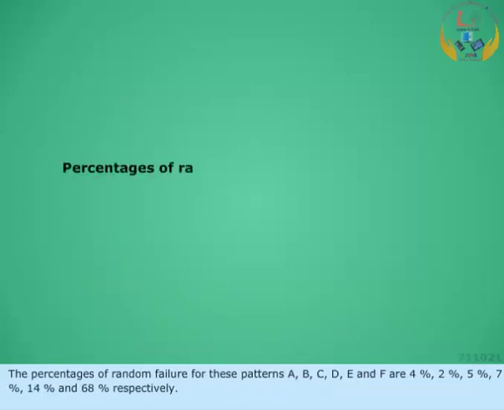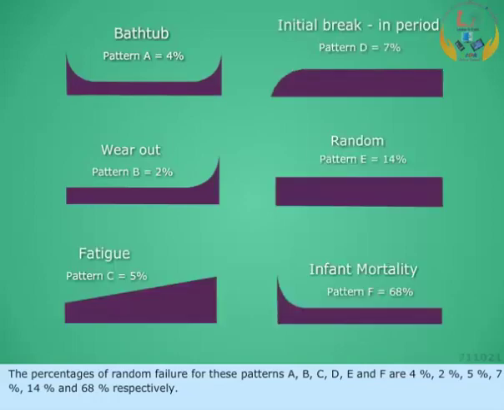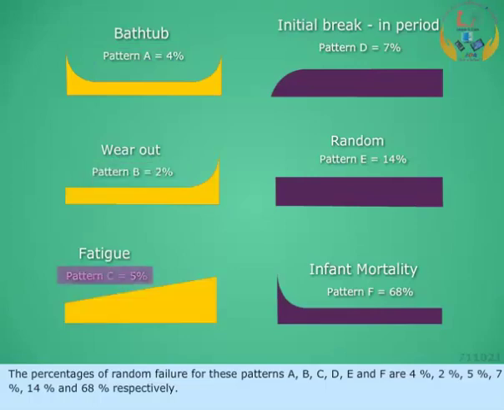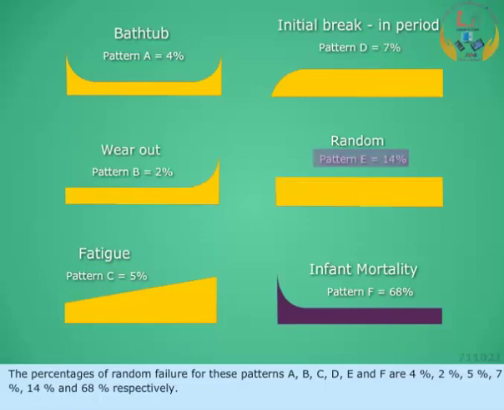The percentages of random failure for these patterns A, B, C, D, E and F are 4%, 2%, 5%, 7%, 14% and 68% respectively.